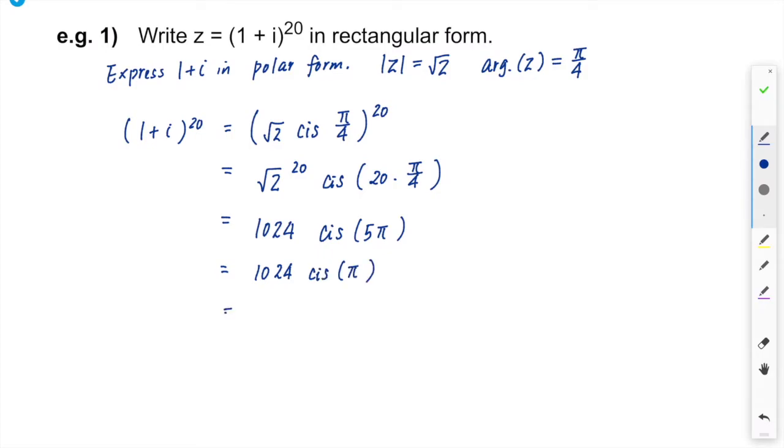And now let's express this in rectangular form. Since pi is the position of the negative real axis, this is negative 1024 plus 0i, so we don't have to write that. Okay.